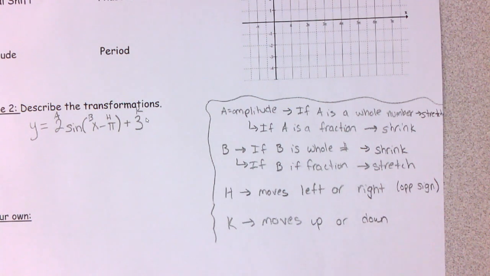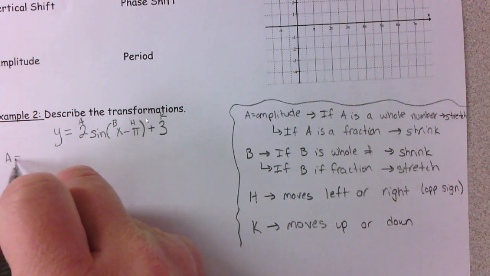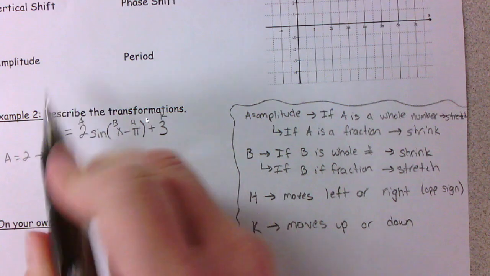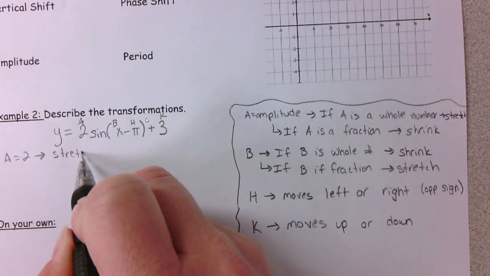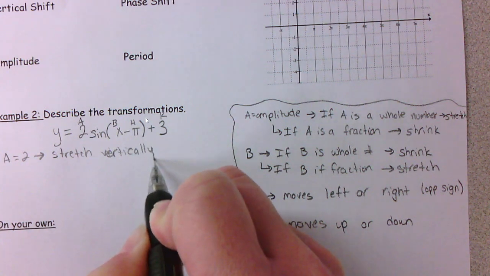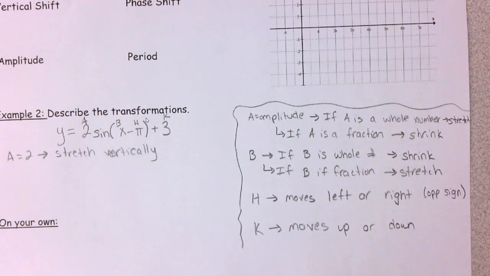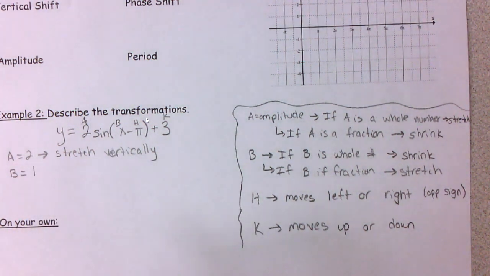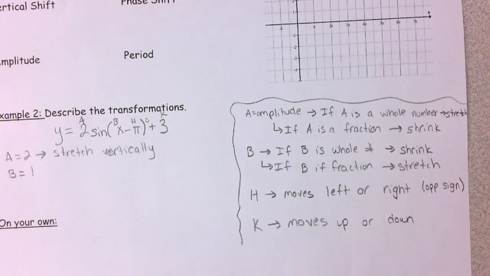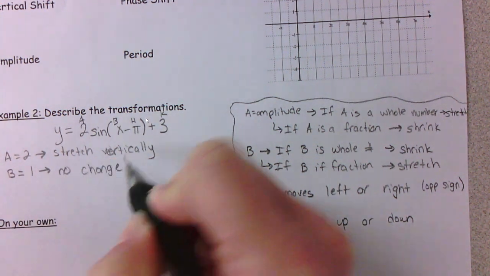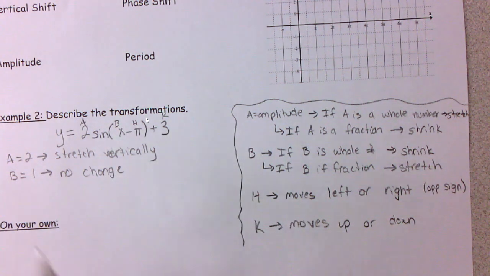Okay, so we have all those things happening. And then we'll pick them all out. So A is 2, which means A is the amplitude. It's a whole number, so it's going to stretch vertically. Okay. B is, there's no number, so it's 1. So when it's 1, there's actually no change. So the length of my period is not changing at all.